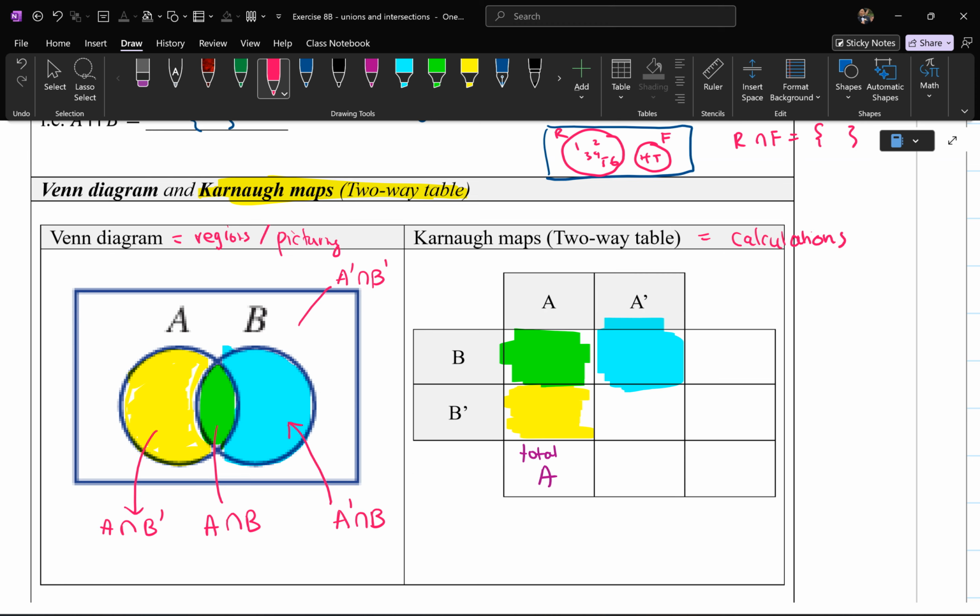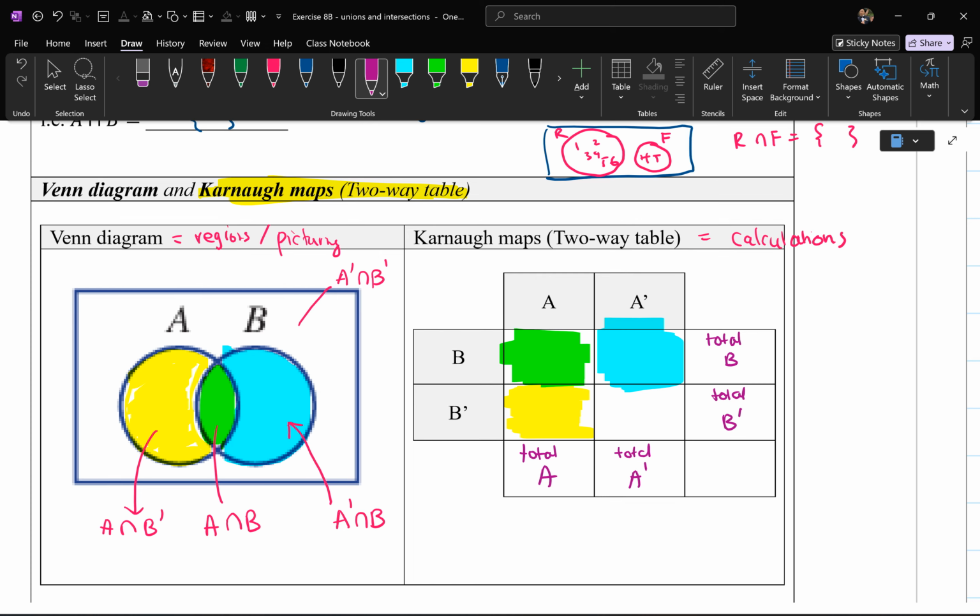Notice here, we then work out the table. Green plus blue should give me the total for B, which makes sense in the diagram. So this should give you total for B. Total for B complement. This is total for A complement. What do you think this corner would be then? What's the very bottom corner? Bottom right corner over there.